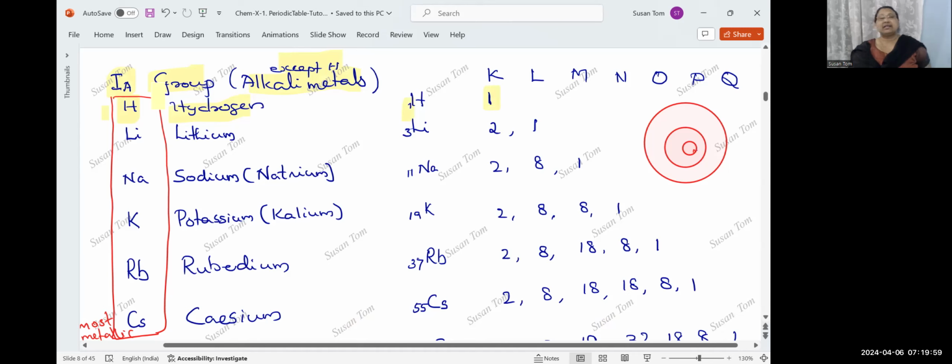Have you seen? This is the most important thing in this chapter. Based on this, all the properties come. So I want you children to note down, please. Group 1A elements. In this order, note down. Except hydrogen, group 1A elements are known as alkali metals because they form strong alkalis when they react with water.